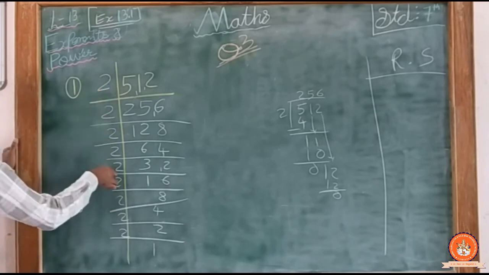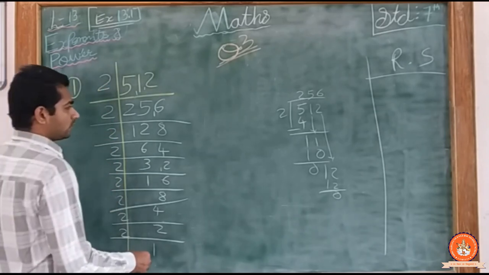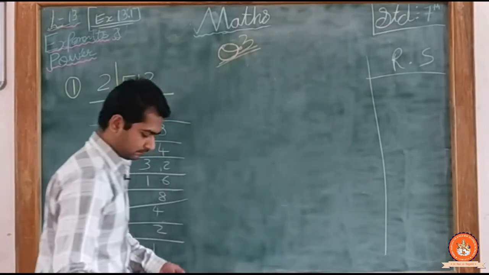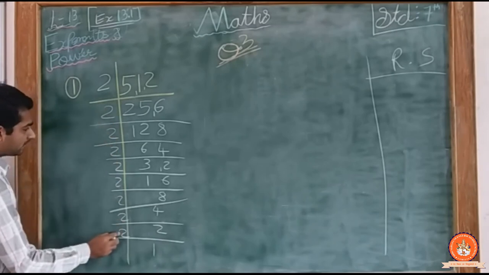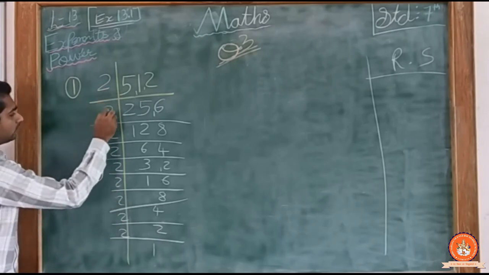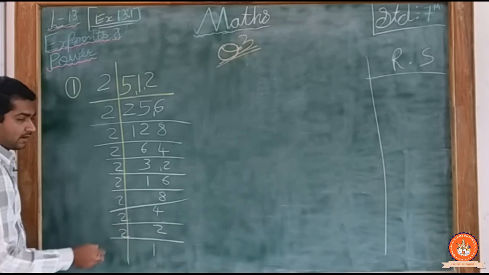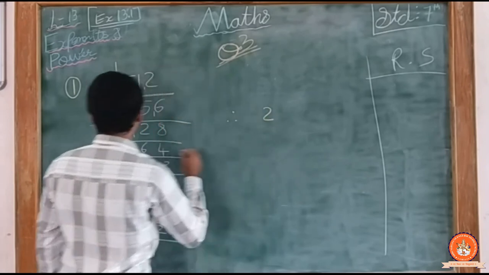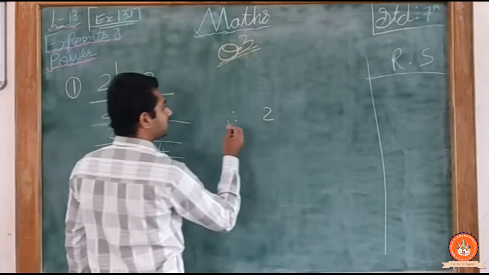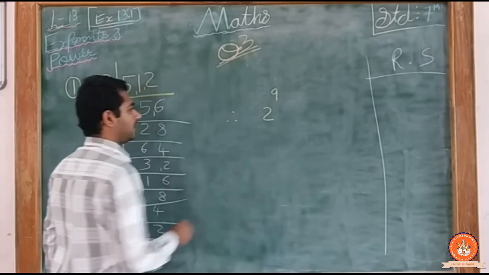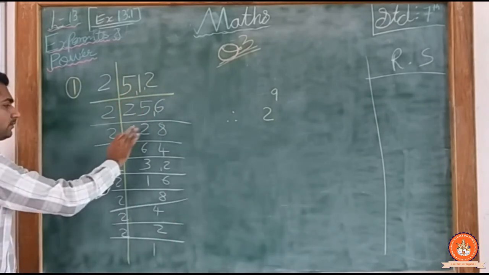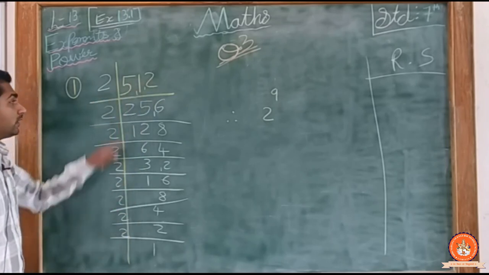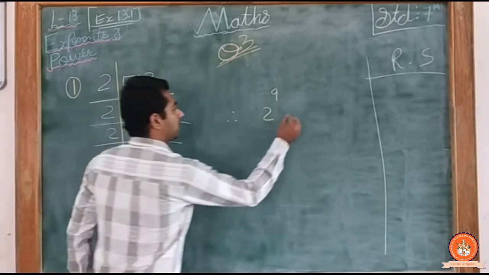So how many times had I multiplied 2? I can write it here like this. Every number is 2. 1 2 3, 1 2 3 4 5 6 7 8 9. 9 times we multiplied 2. So therefore 2 is my base, because I divide by 2 only. And how many times do I multiply 2? It is 9 times. Because I divided this number 9 times, that means if I multiply 2 nine times, I get 512. So I can write it like this.